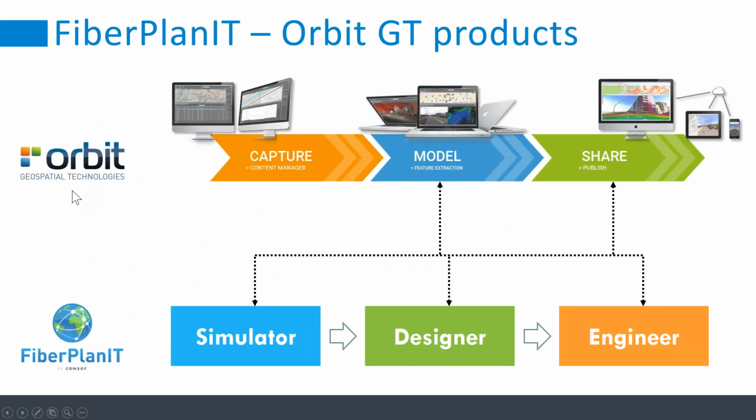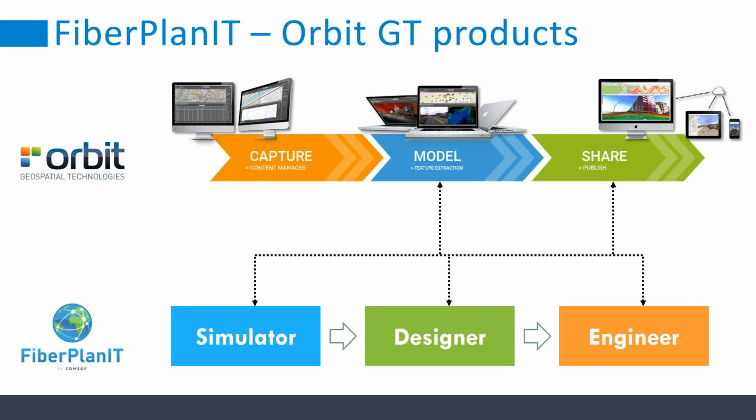All right, so here we see the two software solutions next to each other. We have the Orbit software solutions on top, where you have the content manager, where you can manage all of the data that you have captured through mobile mapping. Then there's also the solution to do the modeling, the feature extraction, using your mobile mapping data to acquire the GIS data and work with your data. Of course, you can publish it to different platforms wherever it may be needed.